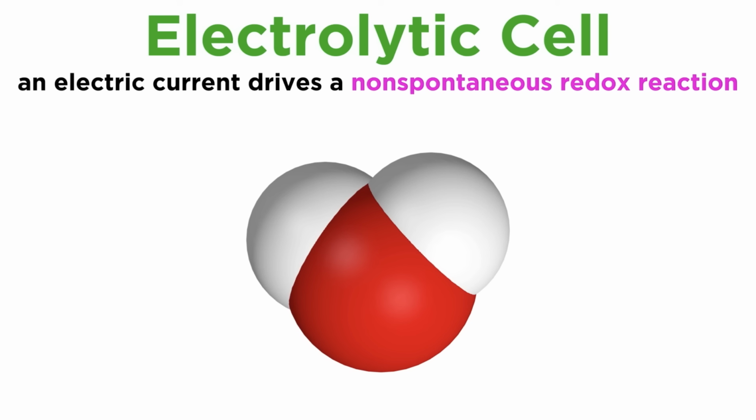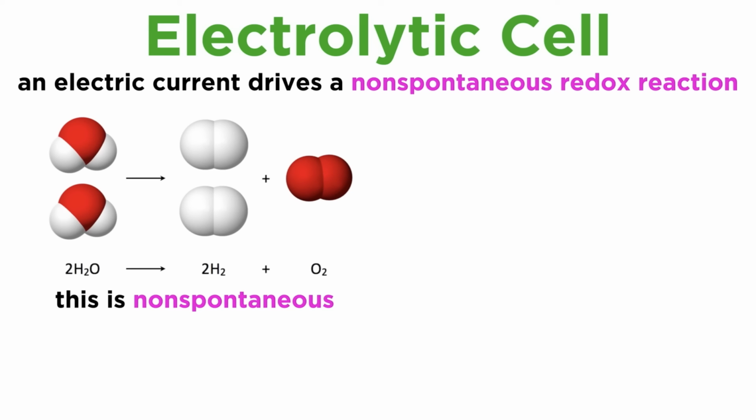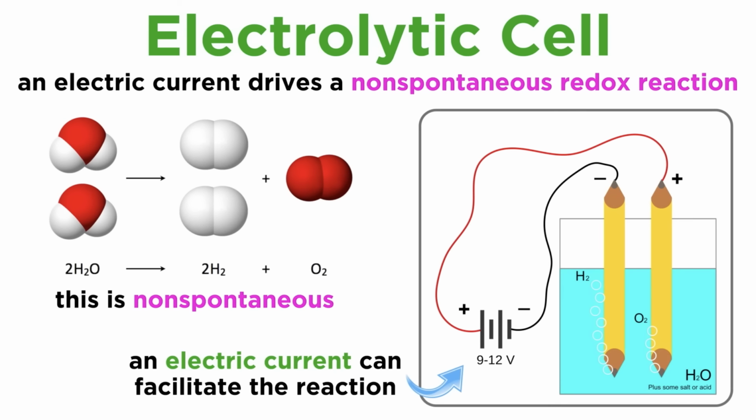Let's look at water to see an example of electrolysis. Water is a stable molecule. It does not spontaneously undergo a redox reaction to become hydrogen gas and oxygen gas. But if we put some electrodes in water to form an electrolytic cell, electrons from the current that is generated can facilitate this chemistry, and water molecules will indeed split up into hydrogen and oxygen molecules.